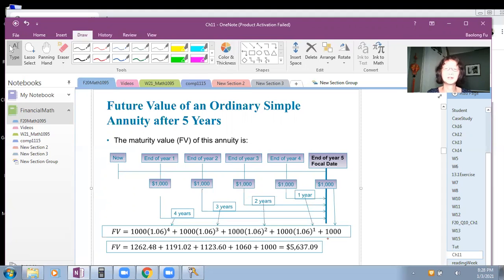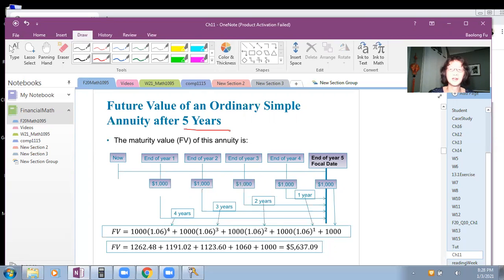So now let's look at what is the future value if you make payment every year and the payment amount is 1,000. How much you'll have at the end of the 5th year after 5 years. So this is the future value of ordinary simple annuity after 5 years.